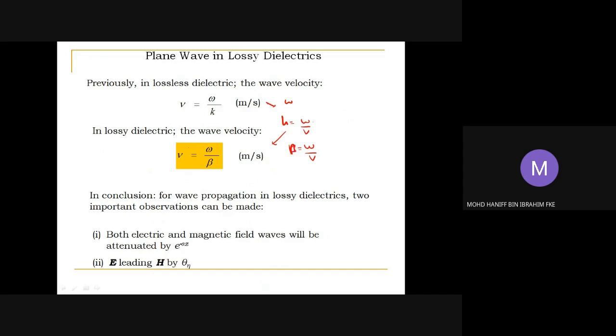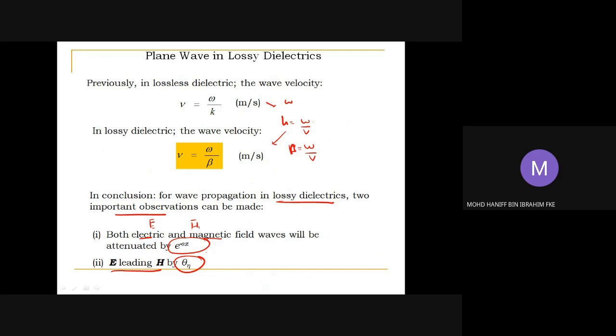So for wave propagation in lossy dielectrics, two important things need to be observed. The first one is that both the E field and the H field will be attenuated by the factor of exponential negative alpha z. Number two is that the E will always lead the H by this angle theta, which is the angle of the intrinsic impedance.